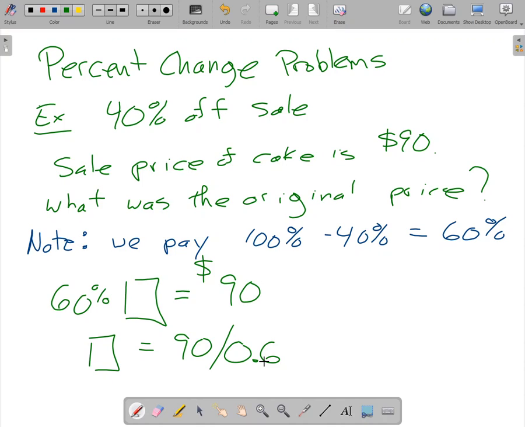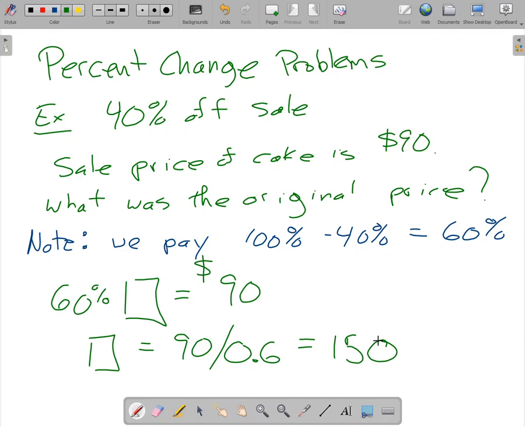Anybody have a calculator nearby? 150. What is it? 150. 150. So it looks like the price of the original thing should have been 150.